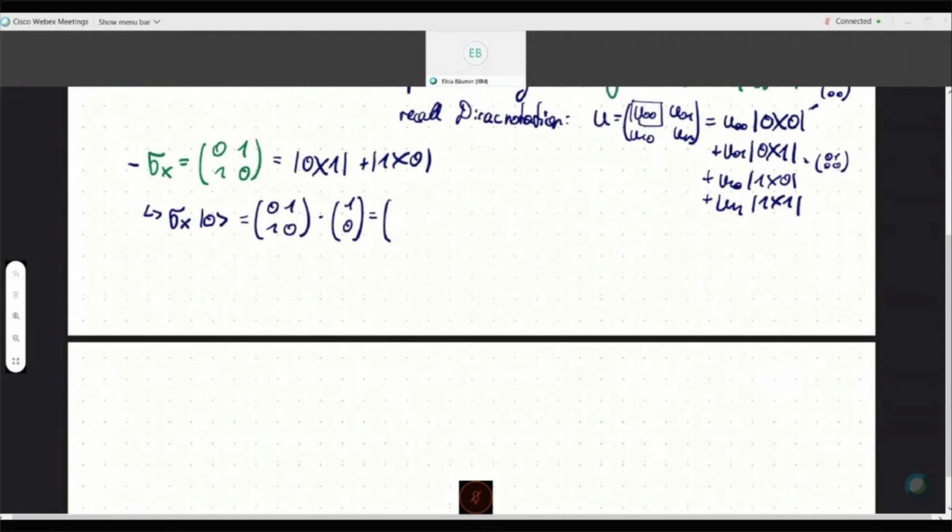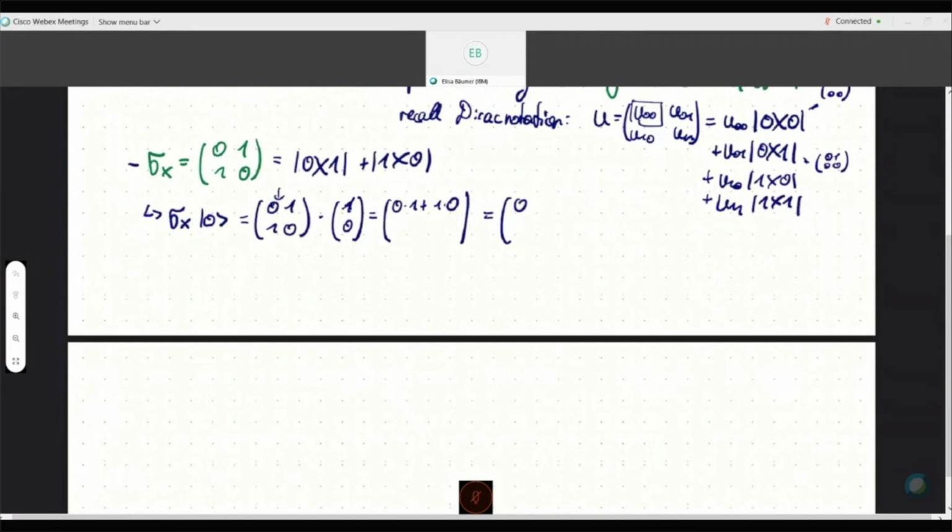So now if we do my matrix multiplication, I hope you're familiar with that. I take the first element from the matrix, the 0, and I multiply it with 1, which gives 0. So I have 0 times 1. Then I'm taking plus 1 times the 0. So I'm getting just 0.